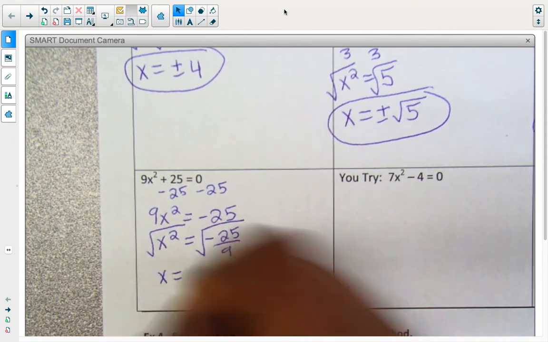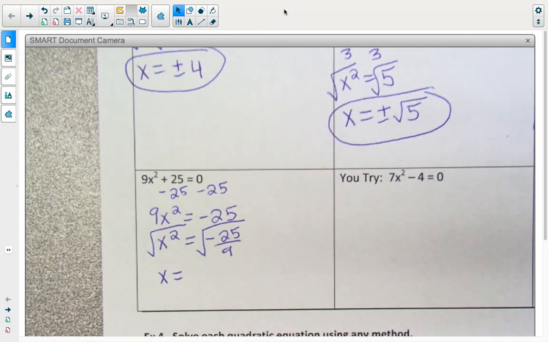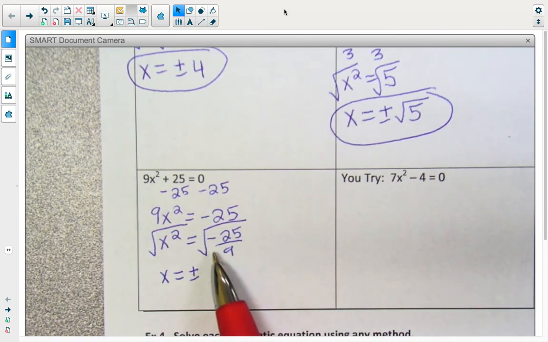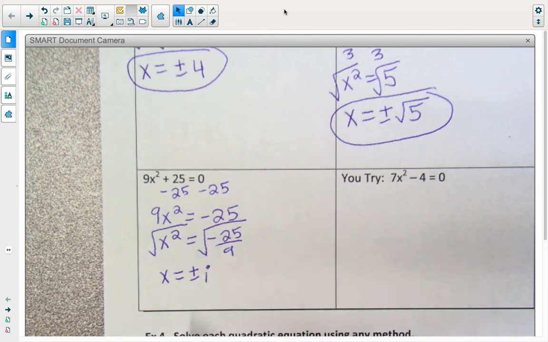So x equals, now I got a negative that's on the inside here. So we need to pull out i. So i stands for imaginary. So we're going to take out the i part of this problem. So I'm going to go ahead and do the plus or minus. And the i means that I have a negative on the inside. So I'm going to take that part of the problem out.